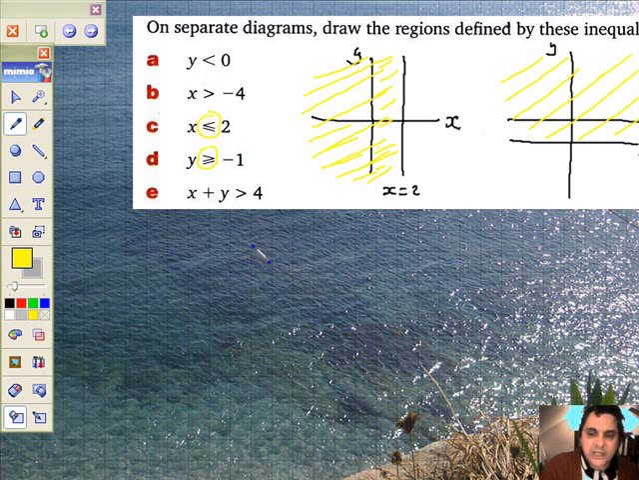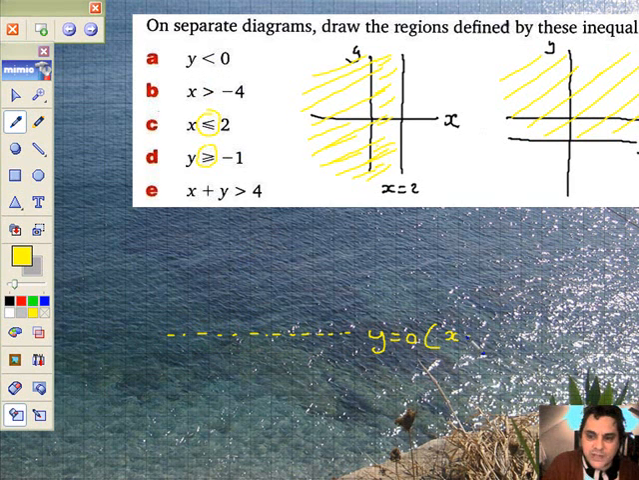Now, I need to draw a pair of dotted axes because the line y equals 0 is actually the x-axis. So I'm going to have to draw this one dotted, freehand. So that's the line y equals 0, in other words, the x-axis. I'm going to just draw the y-axis in normally, like so. So that's the y-axis, and that's the x-axis, known as the line y equals 0.